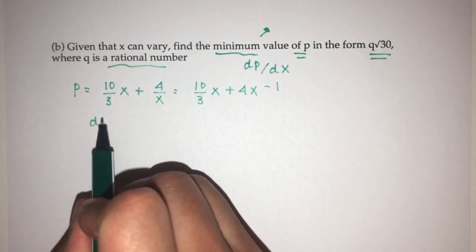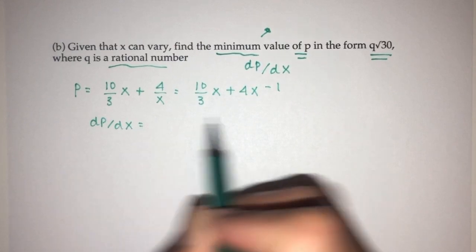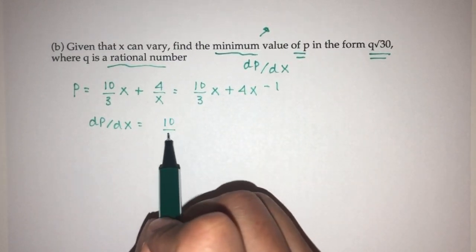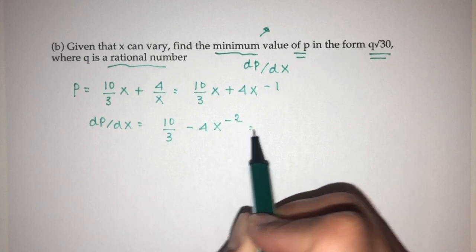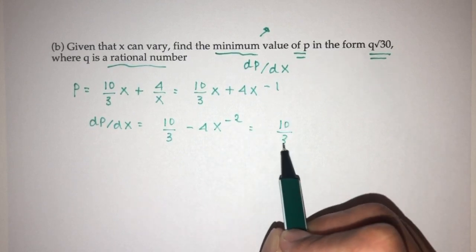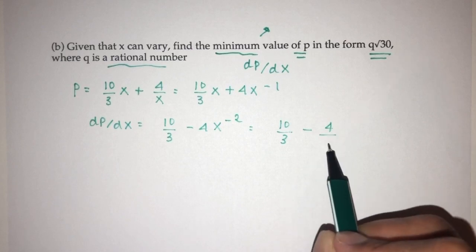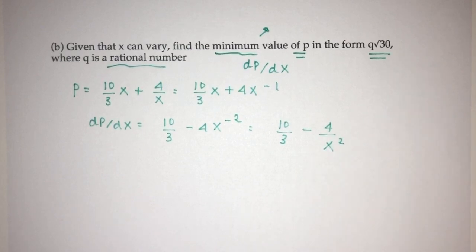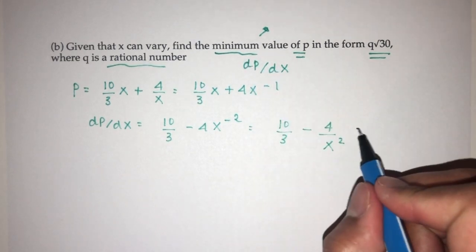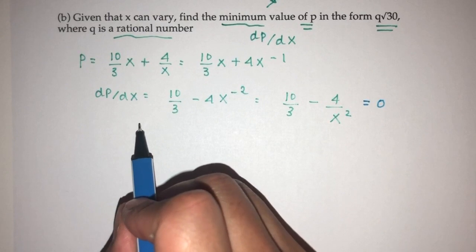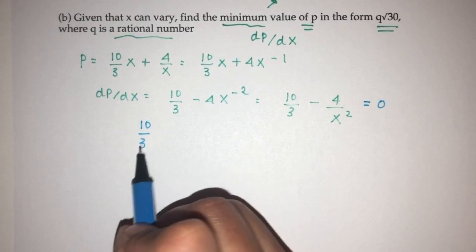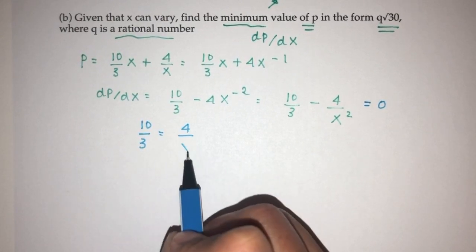Now to find dP by dx, that will be what? That will be 10 over 3, then minus 4x to the power of minus 2. That should be 10 over 3 minus 4 over x squared. This is dP by dx. Now at the min value, we have to equate that to 0. If that makes sense, that will become 10 over 3 is equal to 4 over x squared.